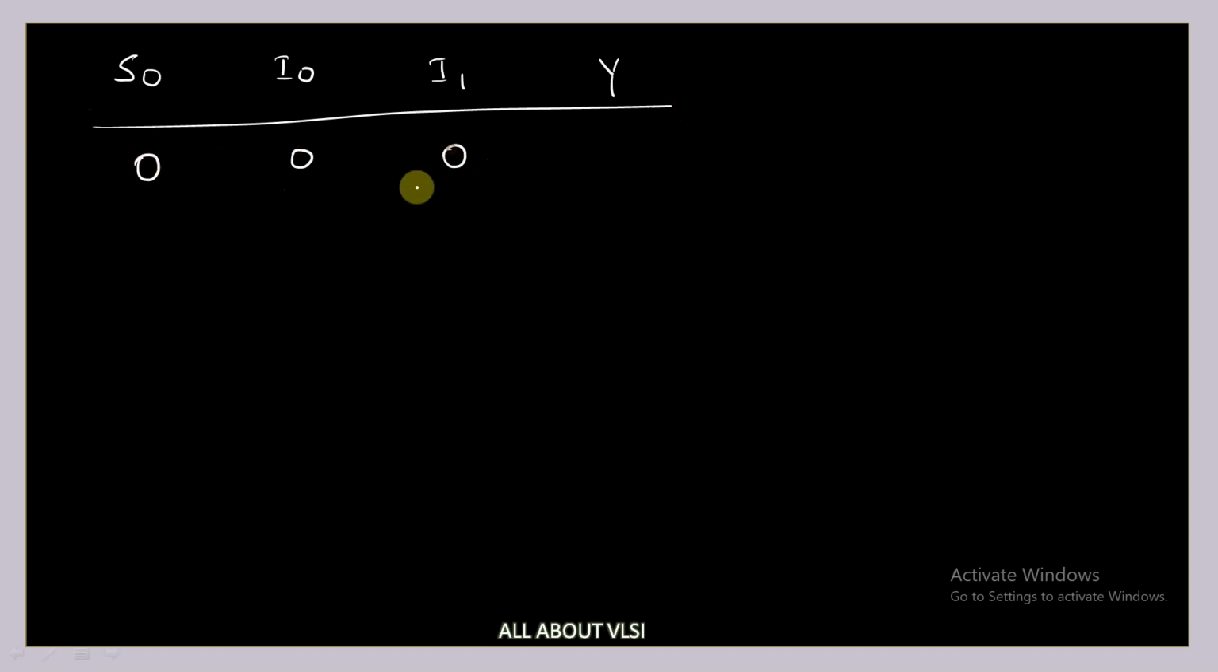So this is select line S0, and this is I0, I1, and Y. So if the select line is equal to 0, I0 is equal to 0, I1 is equal to 0, and 0, 0, 1, 0, 1, 0, 0, 1, 1. Okay. So if your select line is equal to 0, then your Y will be equal to 0.